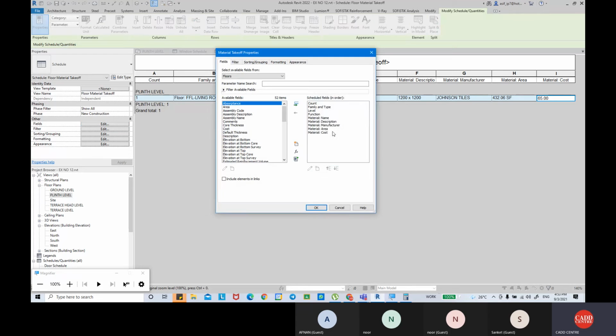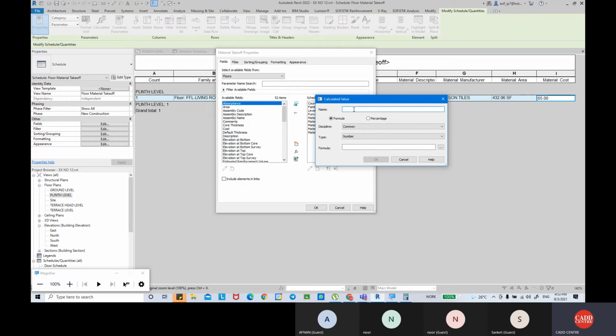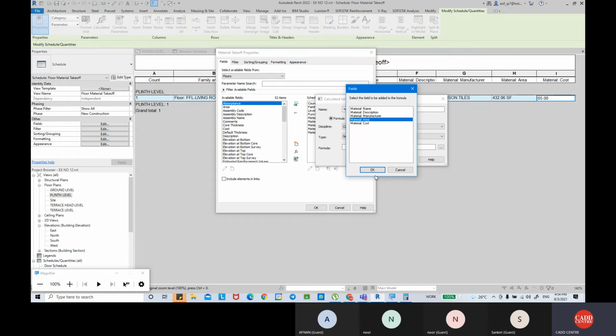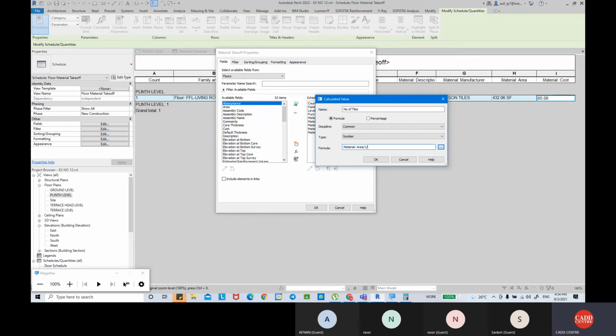Take a field formula. Number of tiles, or you can name it in numbers. We can take material area divide by one area of tile, which was this much. Plus I'm going to add some wastages, so I'm going to say 10% of wastages.